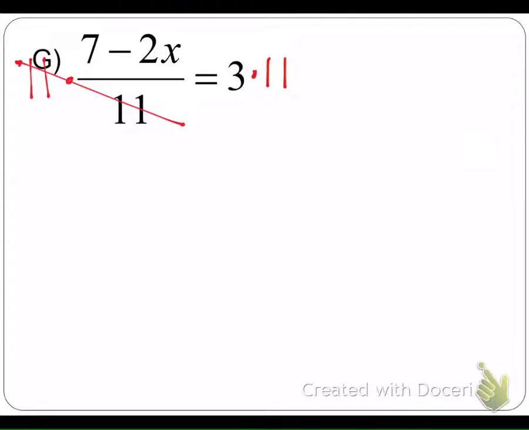All right? He never goes up to the party, okay? He's downstairs. He's the hired help, okay? And then on the right side, we do 3 times 11, we get 33.